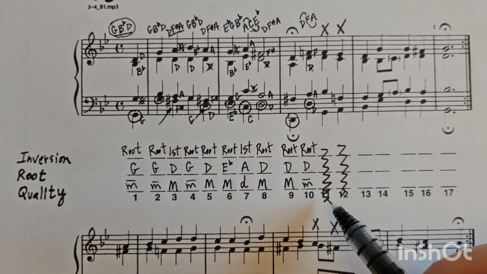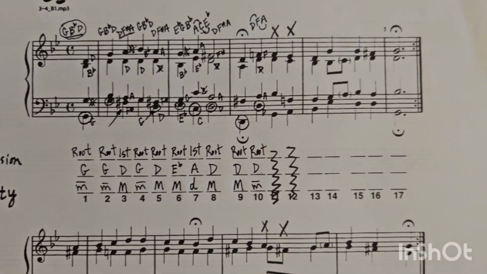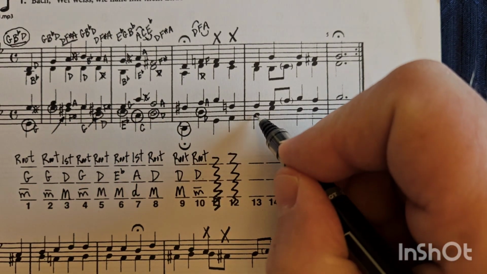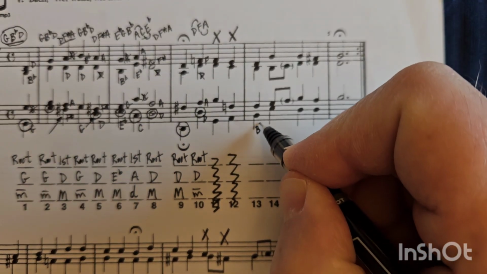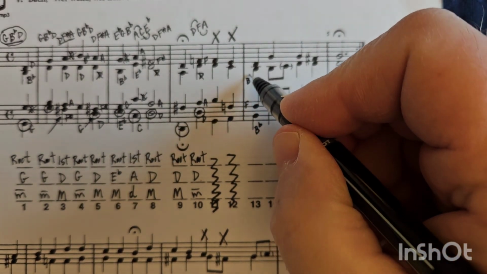Now you can go ahead and skip chords 11 and 12. Let's go over to chord 13. Don't forget your key signature. This is a B flat, not a B. F, another B flat, and a D.